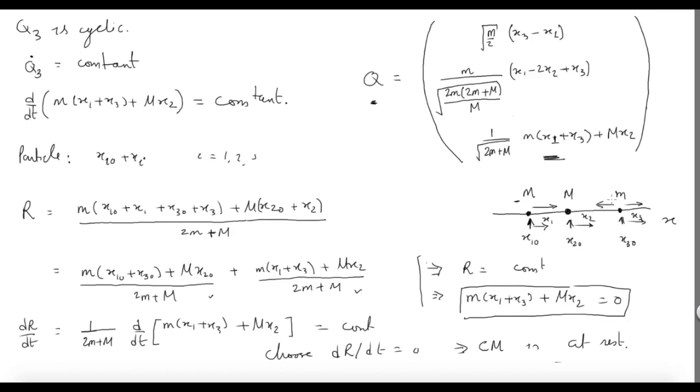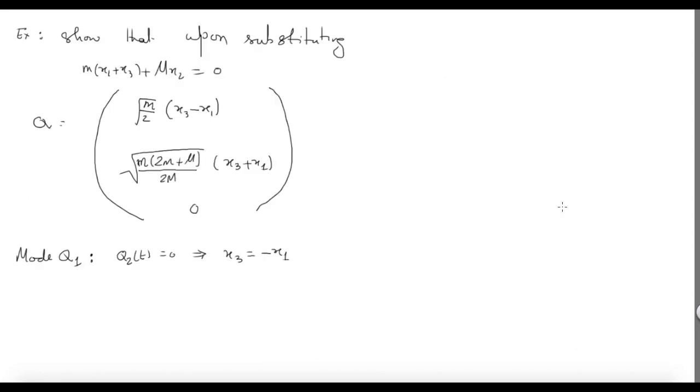So in this mode, this mass stays put and these two masses oscillate in a very symmetric manner. If this is going out, that is going out. If this is coming inside, that is coming inside. So that oscillation is a symmetric oscillation. The molecule vibrates in a symmetric manner. So I can also rename my Q1 to Q symmetric. That's a symmetric mode.